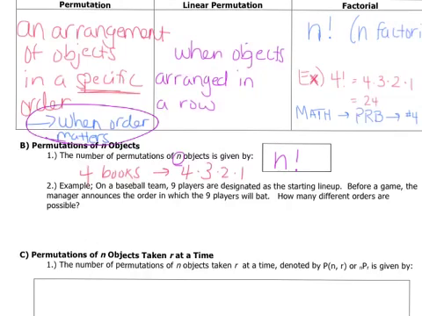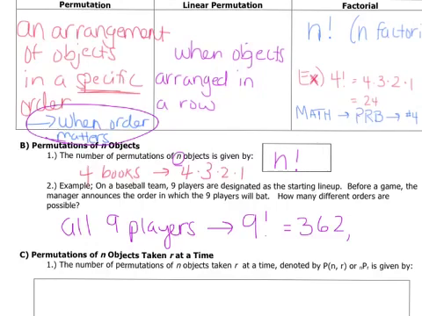So because we're using all 9 players, the number of lineups that we can have is 9 factorial. Use your calculator, and that's 362,880. If you want to do 9 times 8 times 7 all the way down to times 1 to get that, you could do that as well.